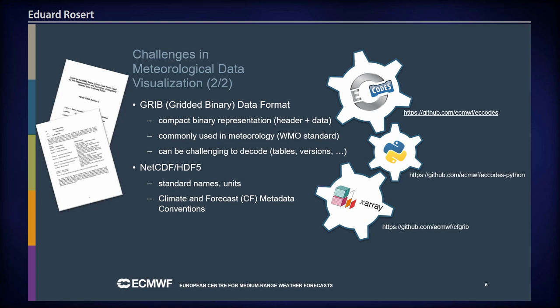So as if this wasn't enough, two very common formats to provide meteorological data are GRIB and NetCDF, which also can be quite challenging to decode. GRIB is a standard managed by the WMO, so it's a WMO standard which is commonly used for numerical weather prediction data. It gives you a very compact binary representation, but depending on who is producing the data, it can be challenging to decode because it requires additional tables. So these are some of the challenges.